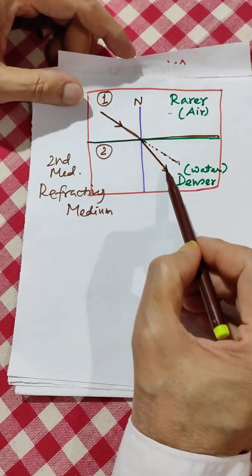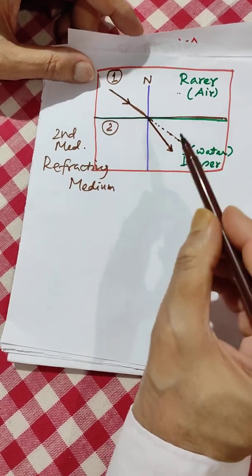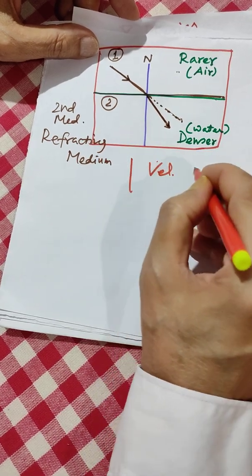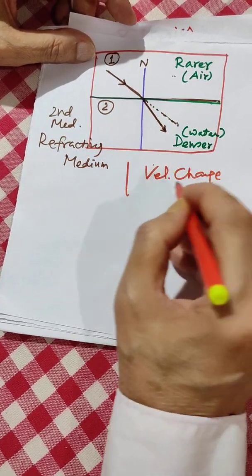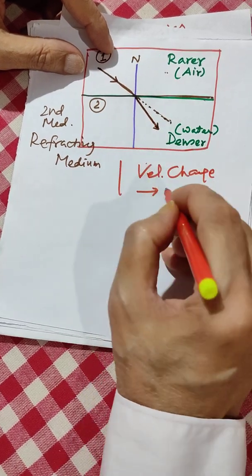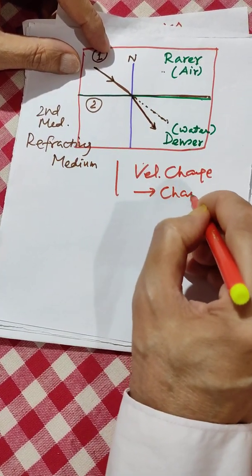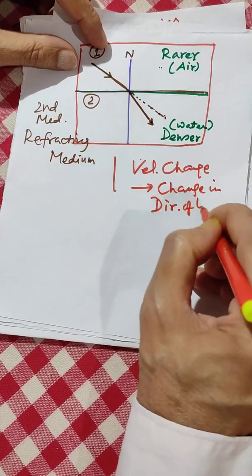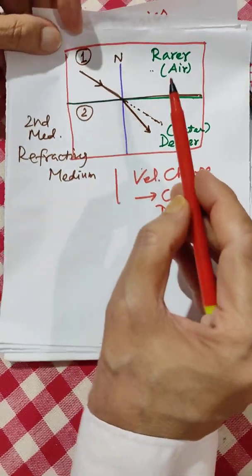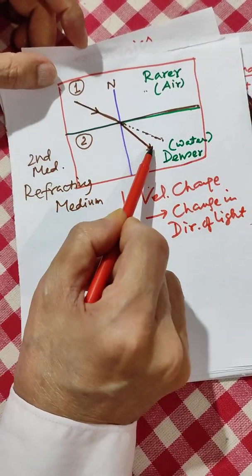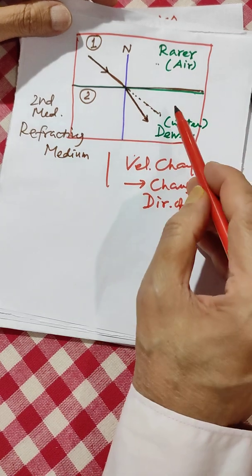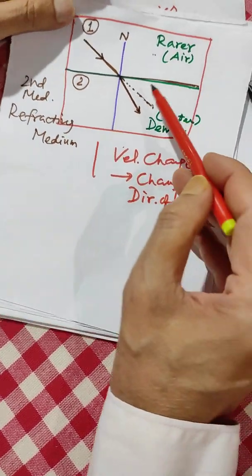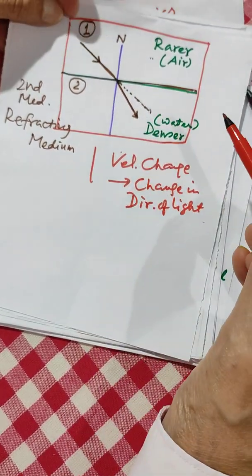Now why has the direction of light changed? Because velocity has changed. So remember this point: velocity change leads to a change in the direction of light. When light enters from this medium to this medium, the velocity changes because this medium has a different optical density than this. So the light will change direction.